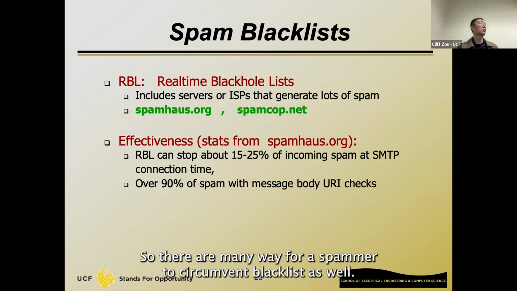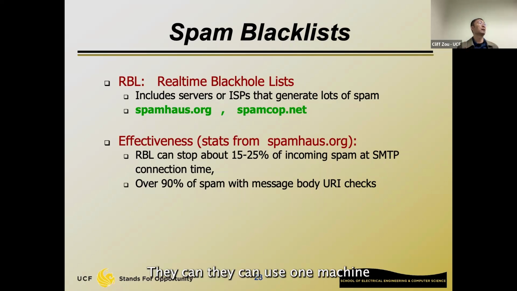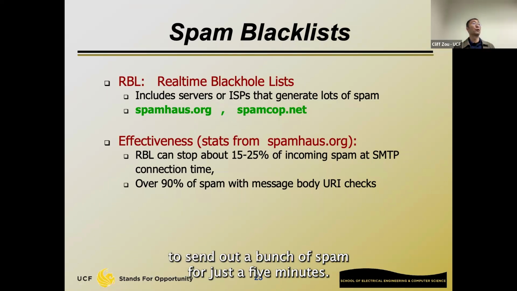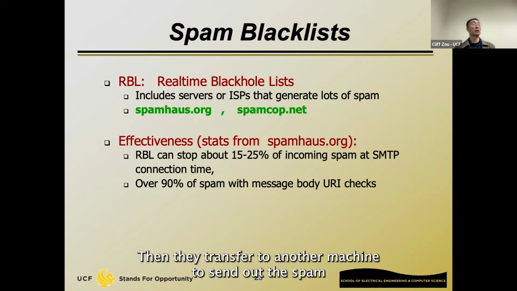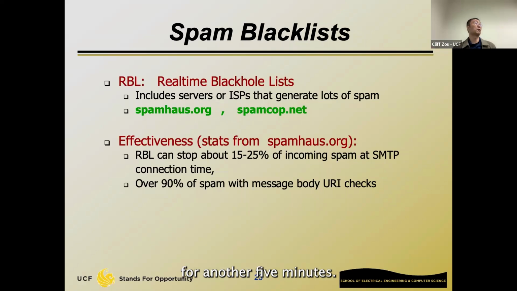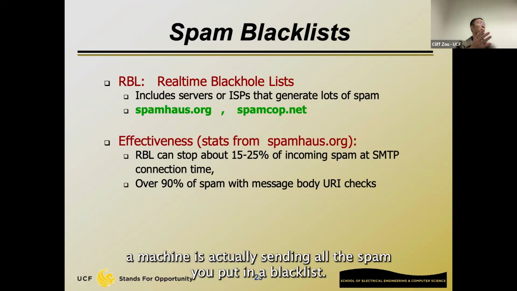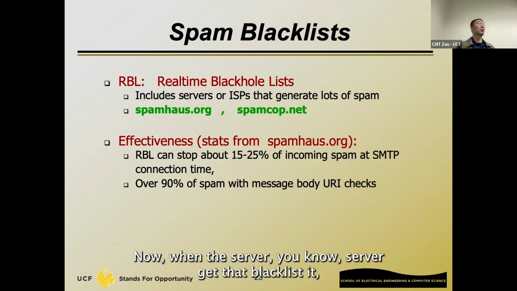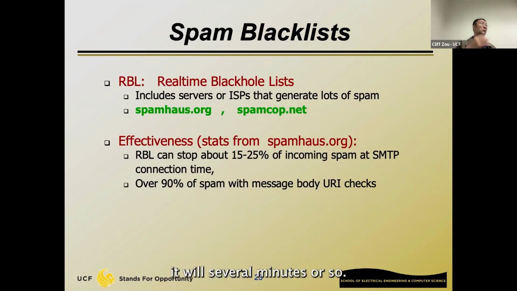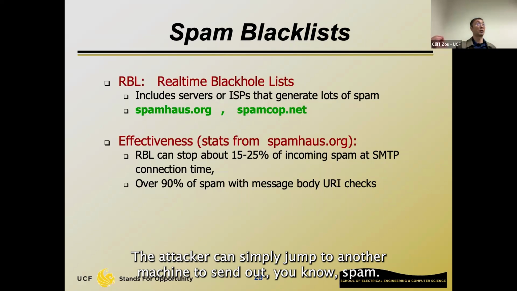So there are many ways for spammers to circumvent blacklists as well. They can use one machine to send out a bunch of spam for just 5 minutes. Then they transfer to another machine to send out spam for another 5 minutes. So even if you do a blacklist, it is always delayed, because once you discover a machine is actively sending out spam, you put it in the blacklist. Then by the time the email server gets that blacklist, several minutes or several hours have passed. The attacker can simply jump to another machine to send out email spam.